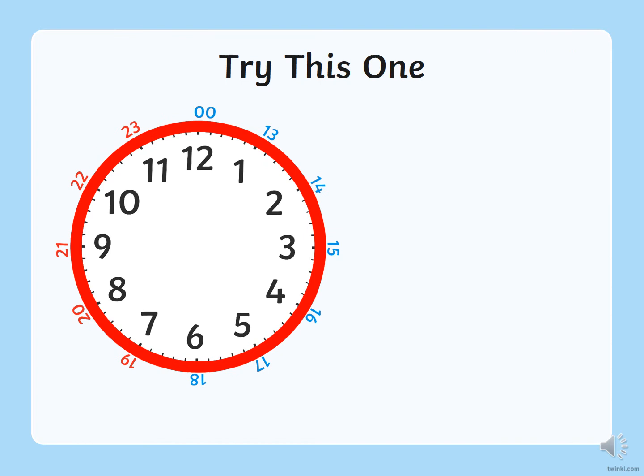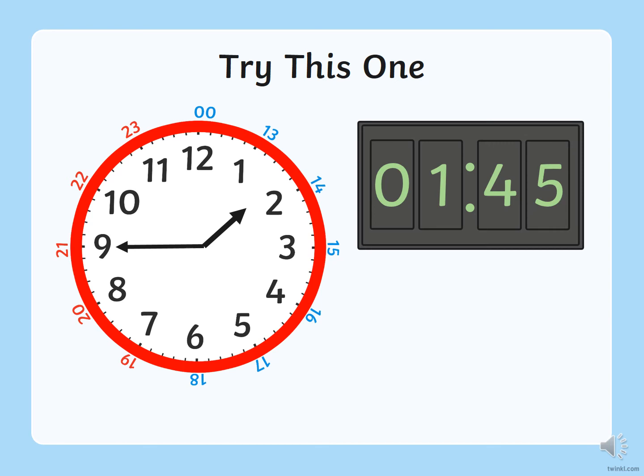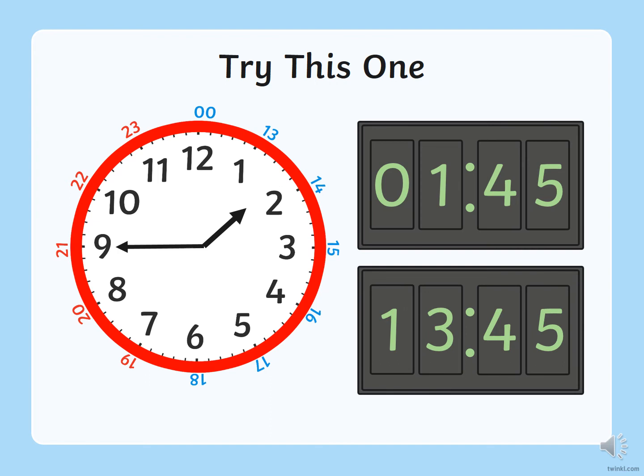Now have a go at this one. Pause the video once I've revealed the time on the analog clock and see if you can work out what that time is. Okay, so this time shows us 1:45 on an analog clock, which is 1:45 on a 12-hour digital clock, which then becomes 13:45 on a 24-hour digital clock. Did you get that? Hope so.